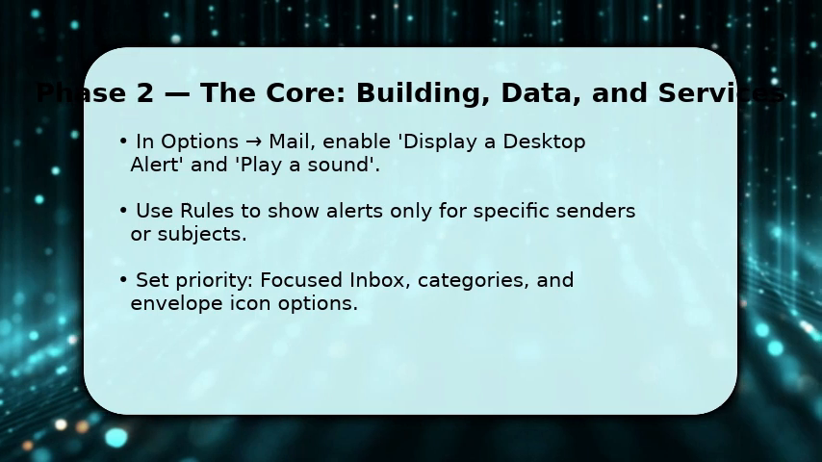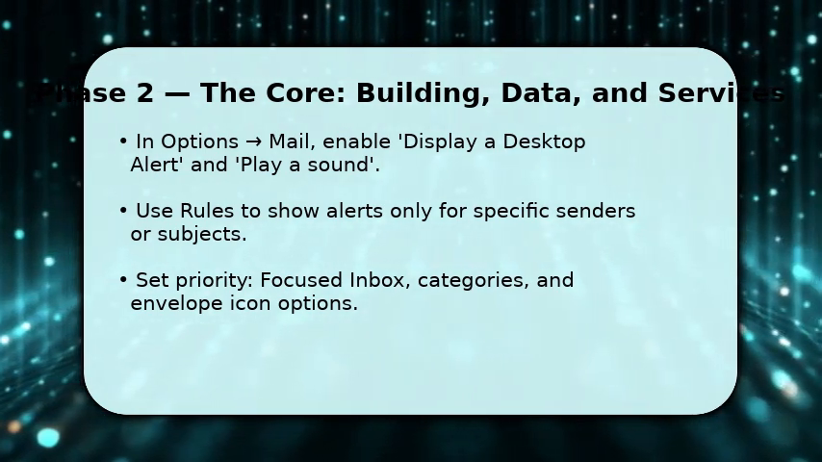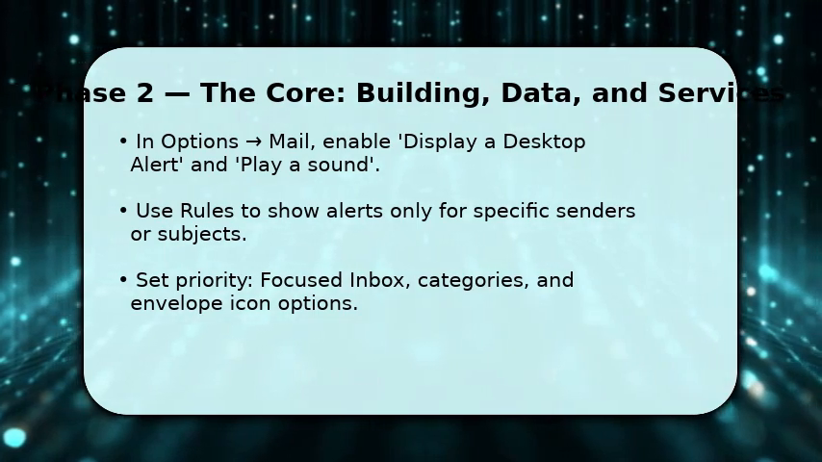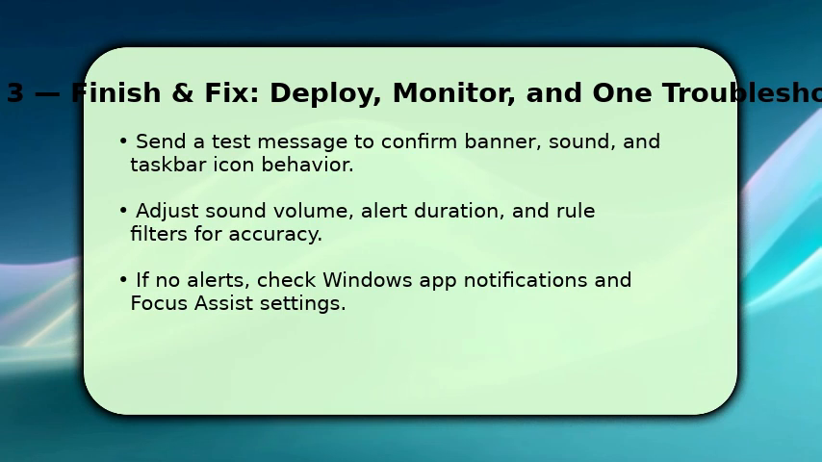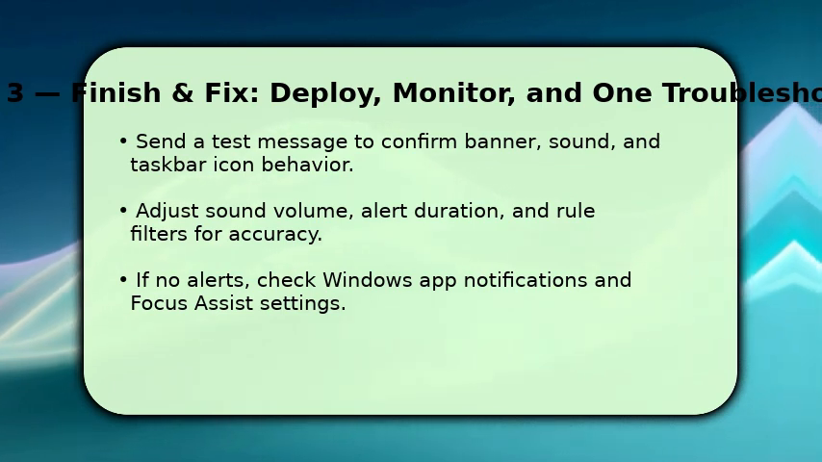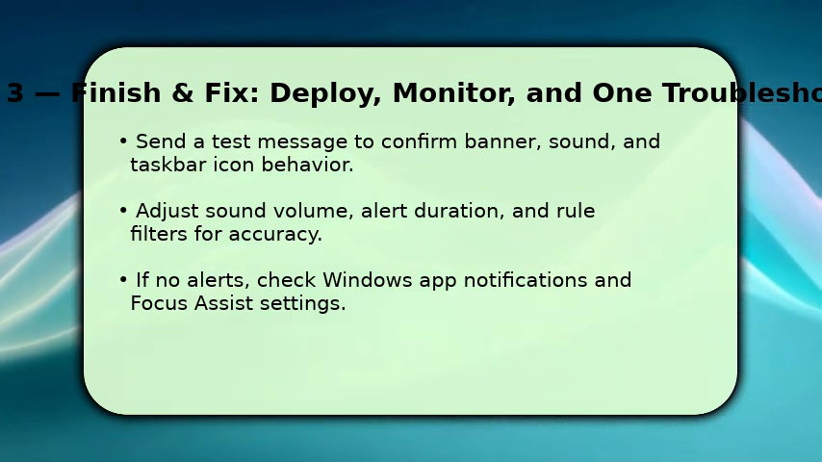Finally, enable the envelope icon and category flags so visual cues appear in the taskbar and message list. Now send yourself a test email to confirm a banner appears, the sound plays, and the taskbar shows the envelope. If anything feels off, adjust sound volume and alert duration in Windows and tweak rule filters for false positives.